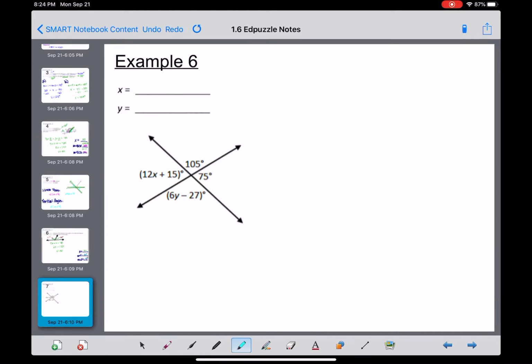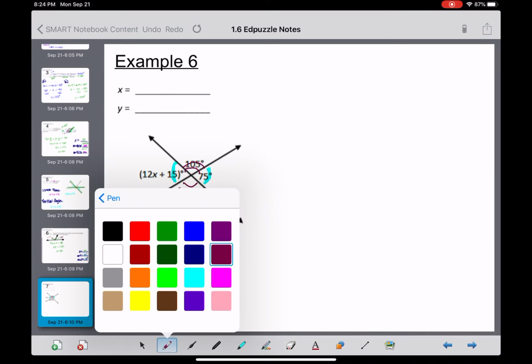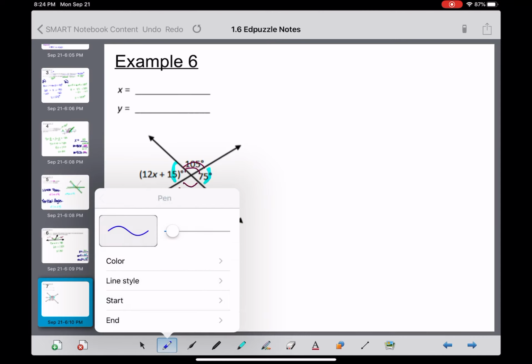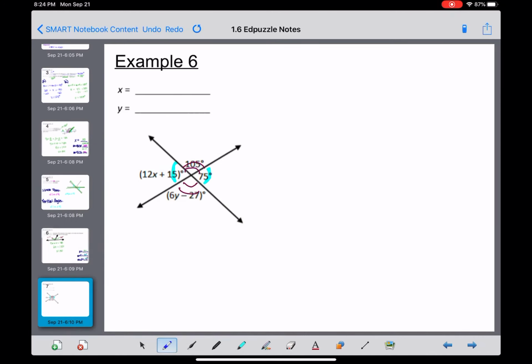The last example deals with vertical angles. So vertical angles are the angles that are across from one another when there are two sets of opposite rays. So we're going to solve for x, and in your notes, you're going to solve for y. So vertical angles are congruent to one another. So that means that this angle of 12x plus 15 is the same as this angle, which is 75 degrees. So I'm going to set my expressions equal to one another.